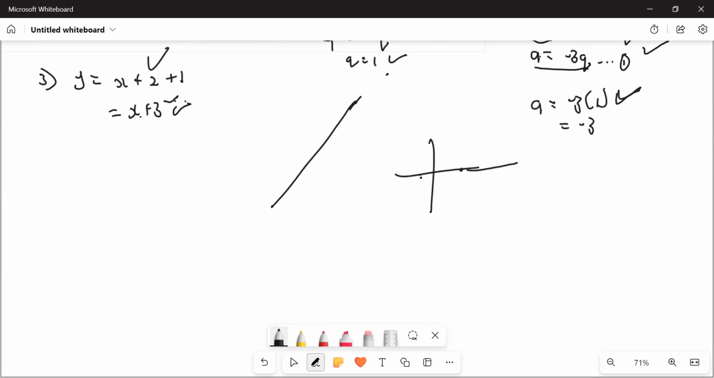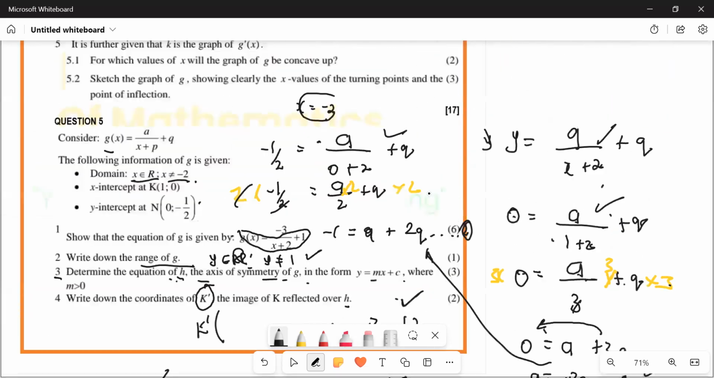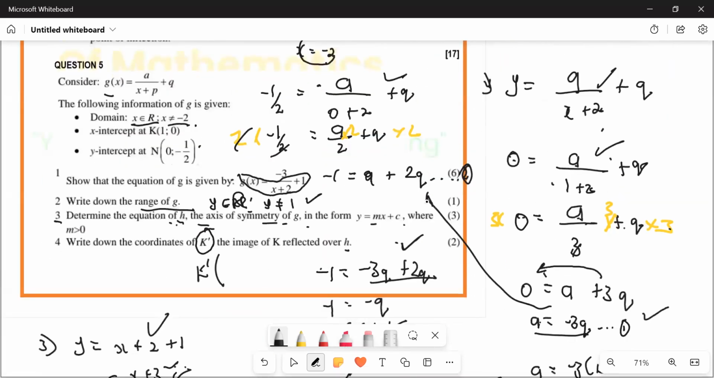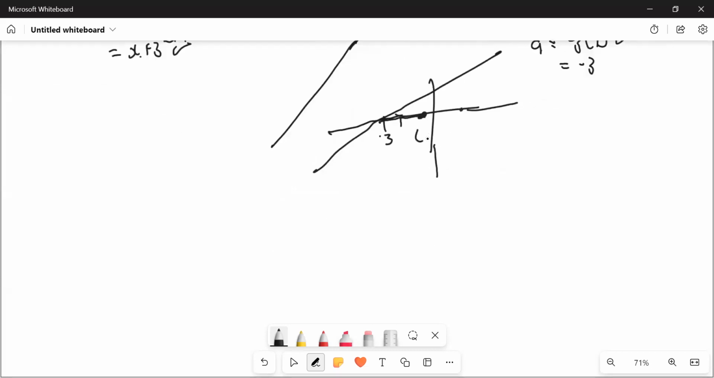We have x is minus 3, and then y is what? Y is 3. So you have something that looks like this. And then you have minus 1. What is this point here? This point here, it's k. K is 1 and 0. So you have something that looks like this.